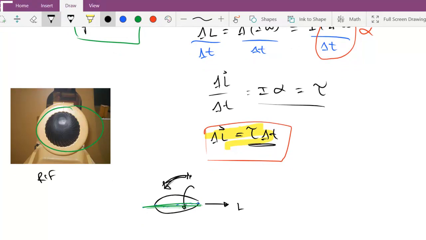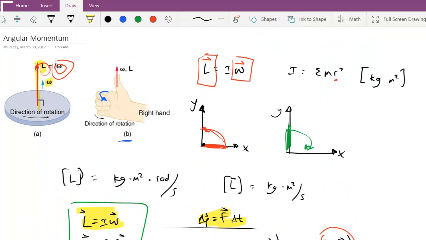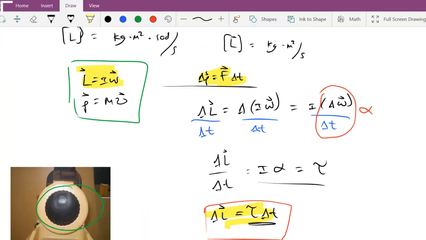So rifling is a practice in which you rotate the projectile that you're launching so that it continues to fly straight, due to the angular momentum that you give it and the torque required to change it.